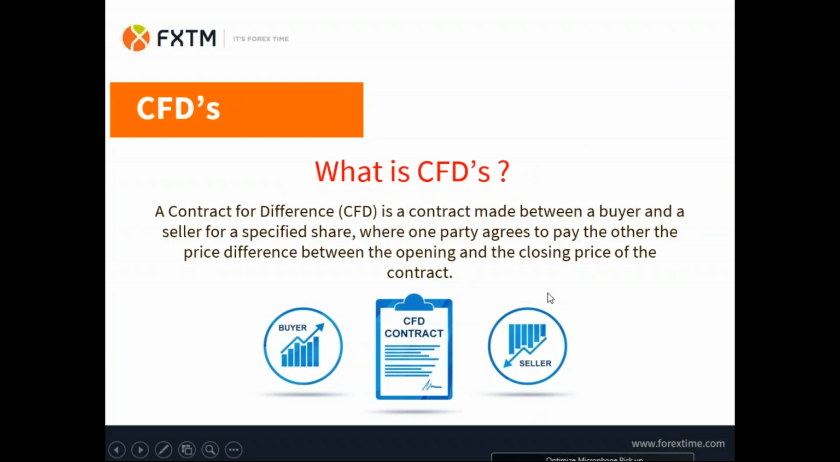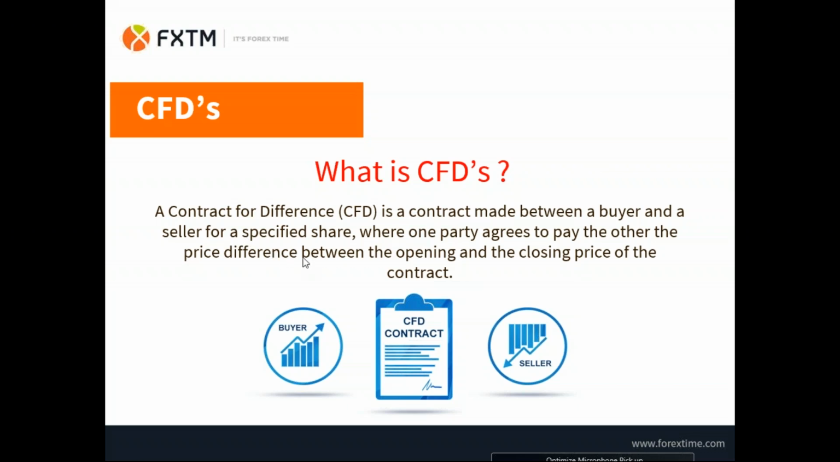CFDs. So how can you trade the international shares? You can actually trade through CFDs. So what is a CFD? A contract for difference is a contract made between a buyer and a seller for a specific share, where one party agrees to pay the other the price difference between the opening and the closing price of the contract. So you can actually buy or sell a particular financial asset without actually owning that asset. It is really important for you to understand that to trade a particular financial asset, you don't need to own that asset, and that's the same thing that applies here as well.